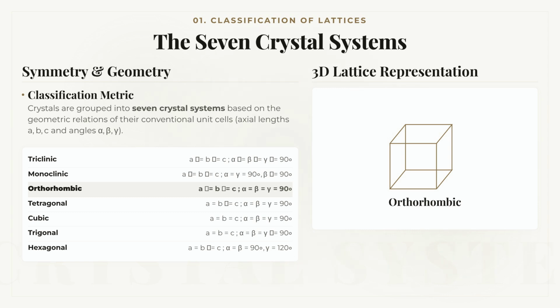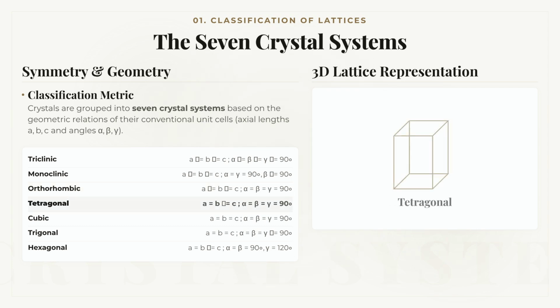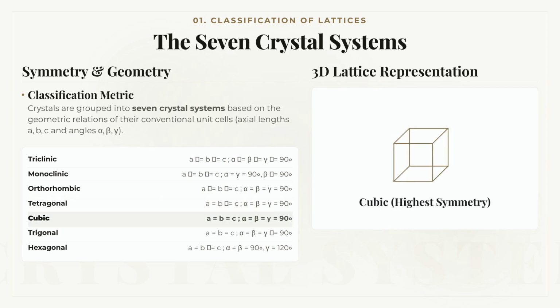The third system is the orthorhombic crystal system. In this system, the 3 edge lengths are unequal, but all 3 angles are exactly 90 degrees. Therefore, a is not equal to b, b is not equal to c, and alpha, beta, and gamma are all equal to 90 degrees. The fourth system is the tetragonal crystal system. Here 2 edges are equal, and the third is different. Thus, a equals b, but not equal to c. All 3 angles remain 90 degrees.